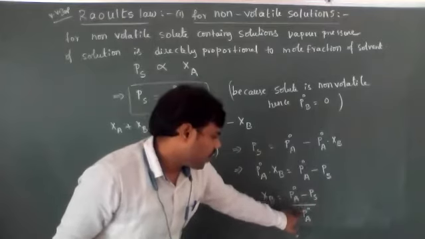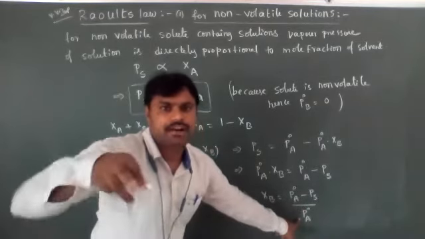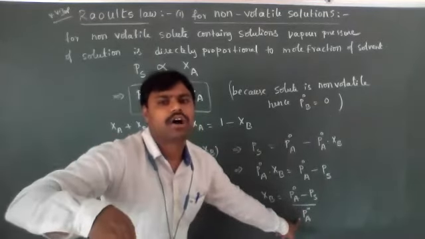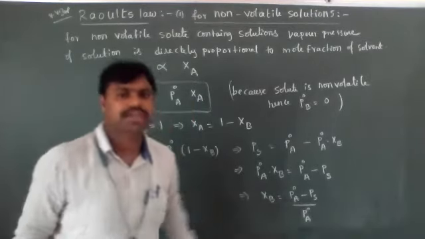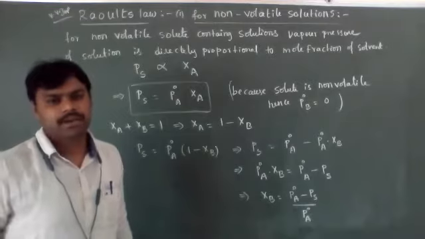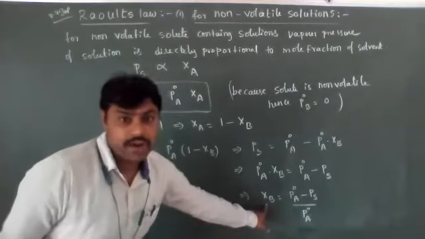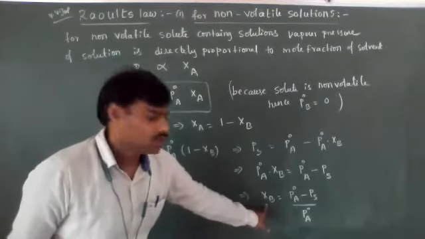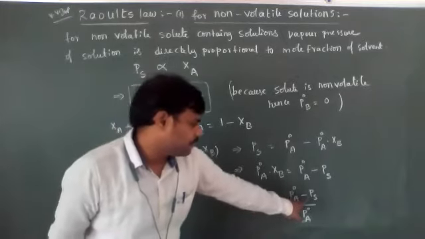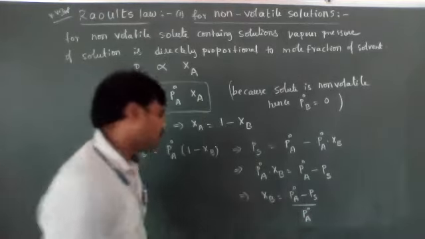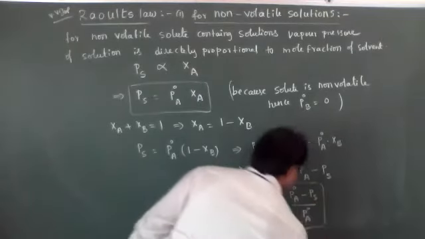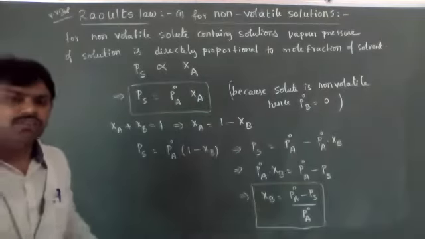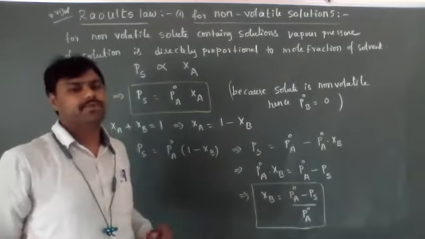So the lowering of vapor pressure divided by the vapor pressure of pure solvent is nothing but the relative lowering of vapor pressure. Meaning the mole fraction of solute is equal to the relative lowering of vapor pressure. Okay, this equation is known as the Raoult's law equation. So XB is equal to P naught A minus PS by P naught A is called the Raoult's law equation. Okay, students, this equation you must remember. It is very, very important.